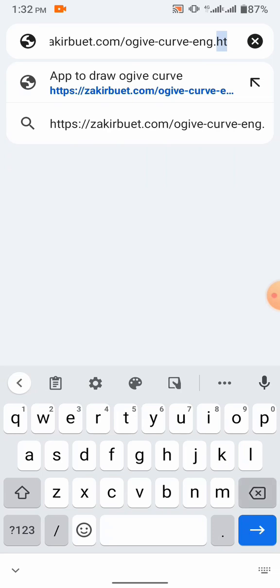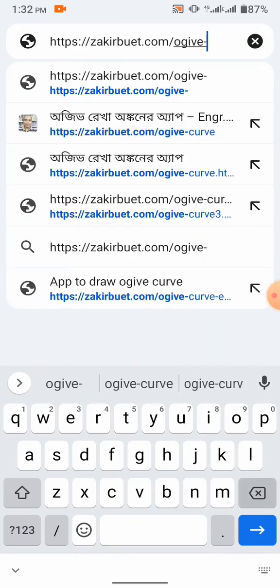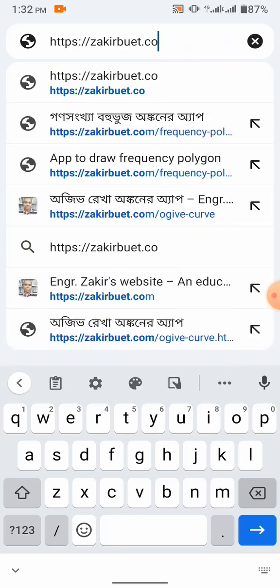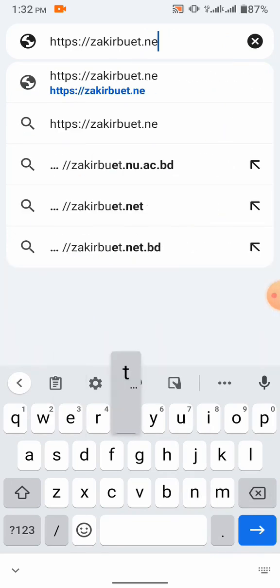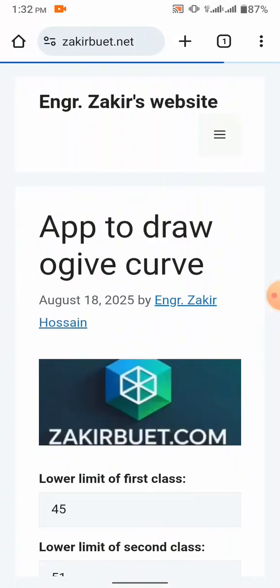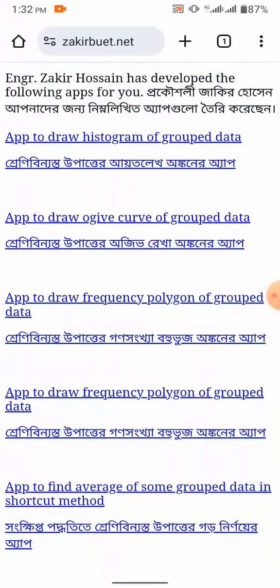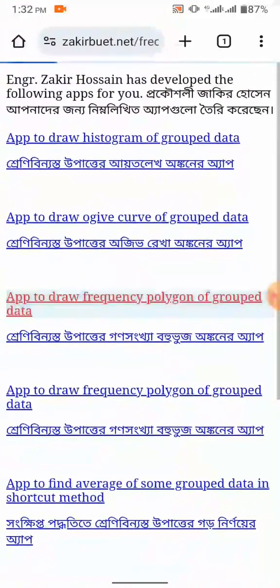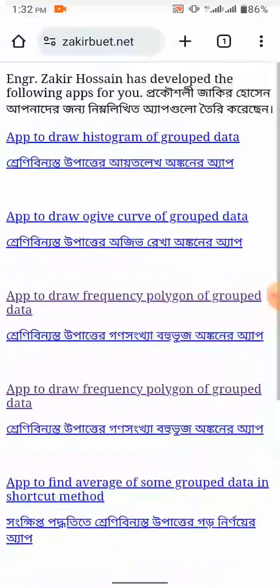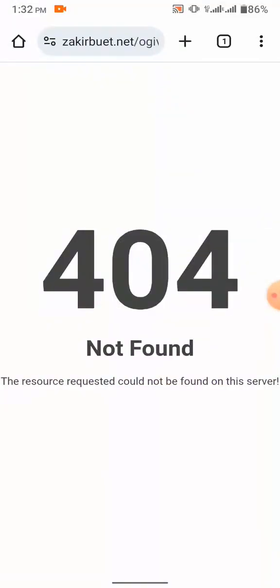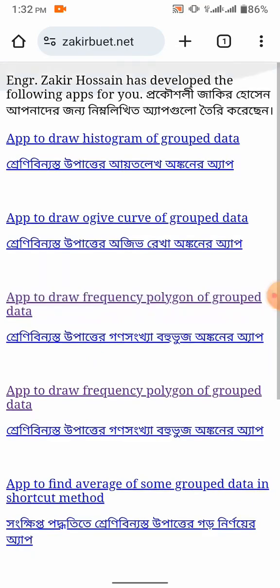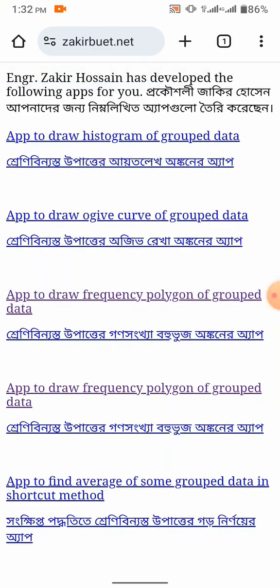But let me show you my other domain, you can call it the other website. So it is the home page, and when you click this particular link, draw ogive curve, currently it is 404 not found, but you will find this by the time you get to watch this tutorial video.